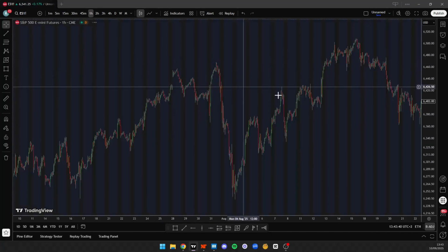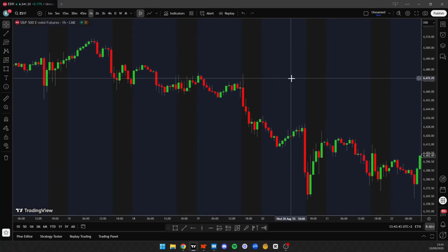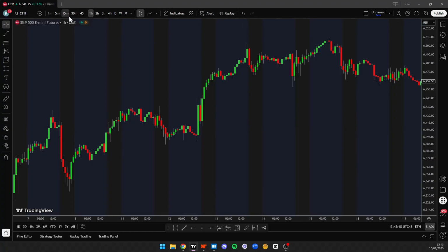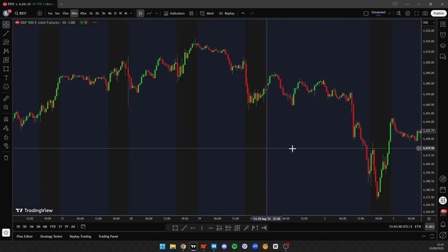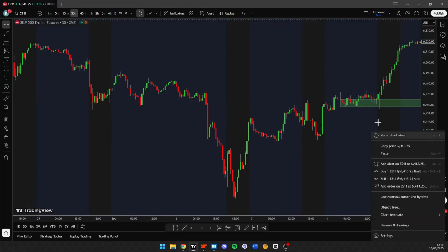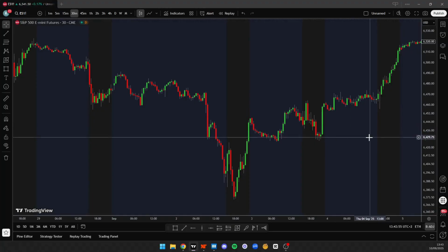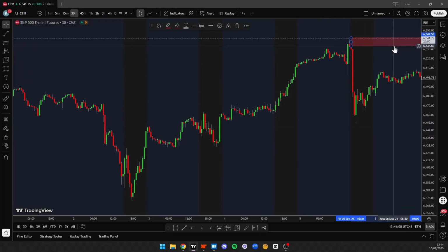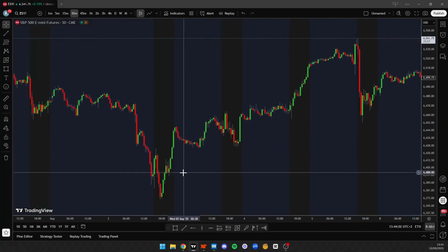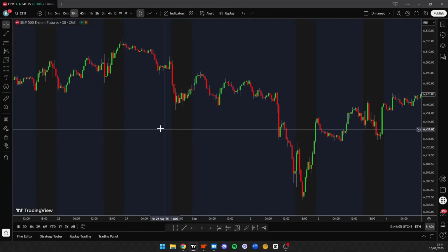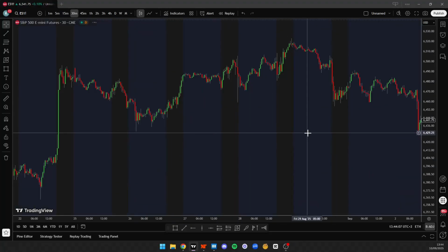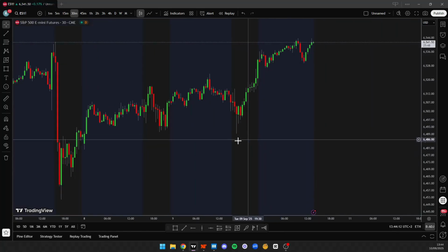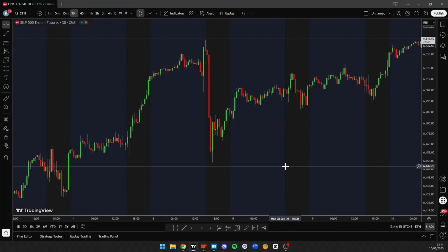Okay, let's look for another example, maybe a supply. Let's see if we can find something, maybe even on a smaller time frame. Let me just remove this, keep it clean. All right, let's do one more example before I wrap this up. Not really much selling, to be honest. More examples on the buy side.